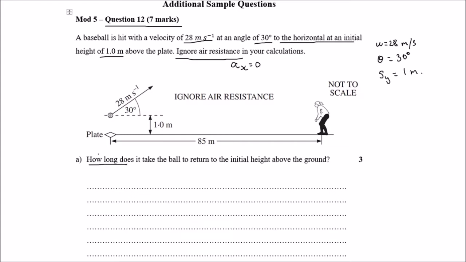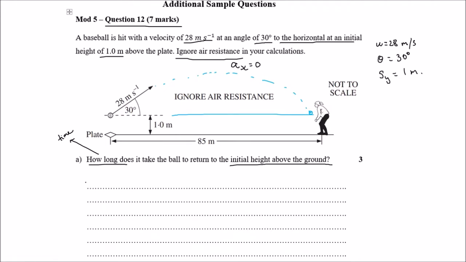The question says, how long does it take? If you recall, "how long" represents time. So we're trying to work out the total trip time it takes the ball to return to the initial height above the ground. What's happening here is the ball is going to go up to some peak height and come down, and at that point we're trying to find where it lands. That is the time we're looking for. We're not looking for if it drops below 1 meter, we're just looking at it exactly at 1 meter above the position of the plate.